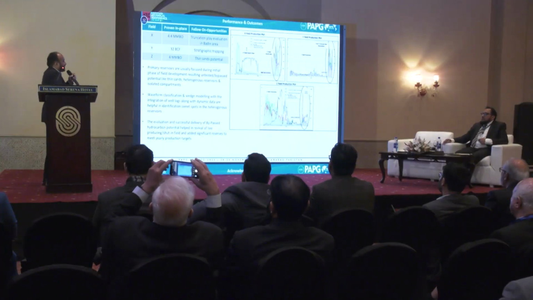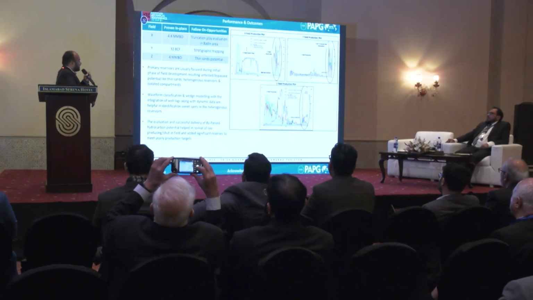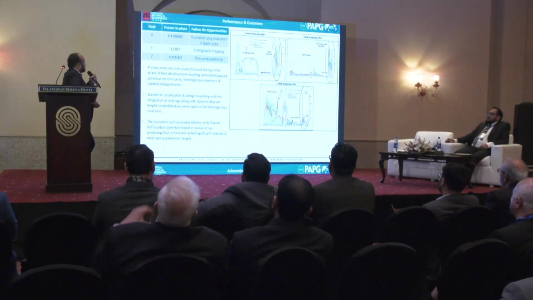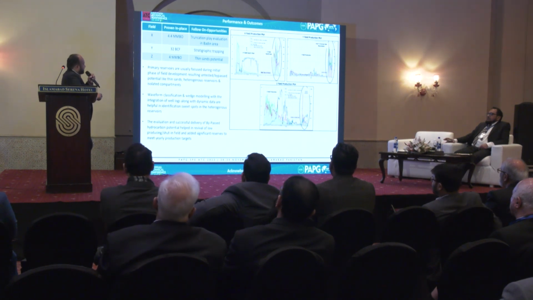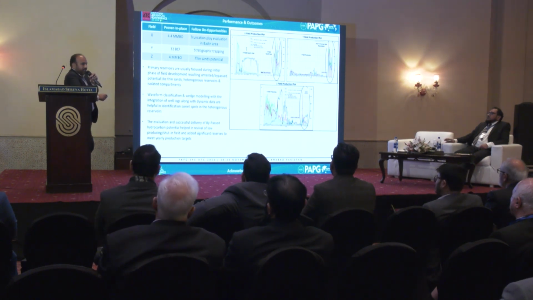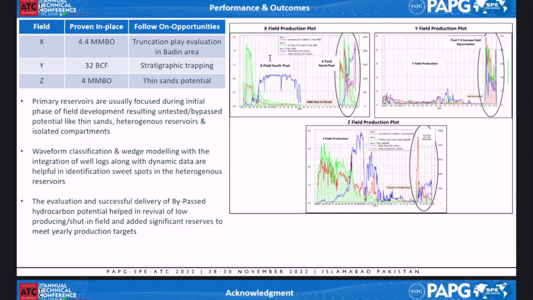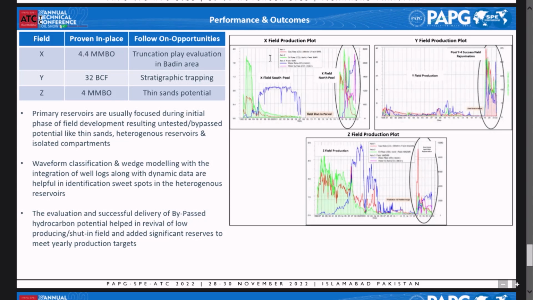Basically, this slide is very interesting in terms of commercial and strategic impact. If you look at the numbers, even these three success case histories added close to 8 to 9 million barrels of oil in place, plus 32 BCF of proven gas in the area, and also highlighted the potential of stratigraphic trapping and the truncation play in the area.